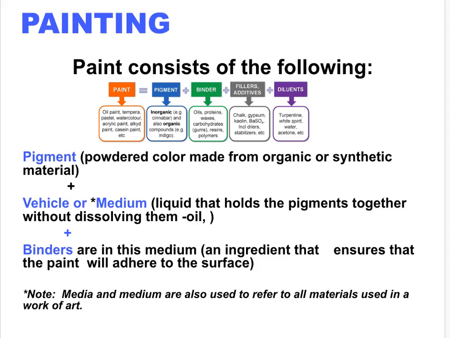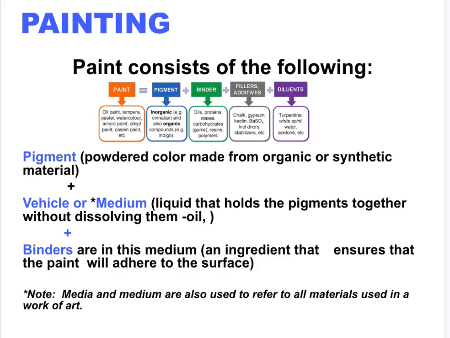I put an asterisk by medium because media and medium is kind of a funny word in art that we use in multiple ways. So down at the bottom where it says note, media and medium are also used to refer to all materials used in a work of art. Oftentimes we'll talk about what medium did you use. So it's kind of a word that has two definitions basically in the art world. So again, that's a liquid that holds it together, but also it makes it movable. It makes it flowable, right? It makes it so that it isn't just a thick chunk of pigment, but you can actually spread it out. You can drive it around like a vehicle.